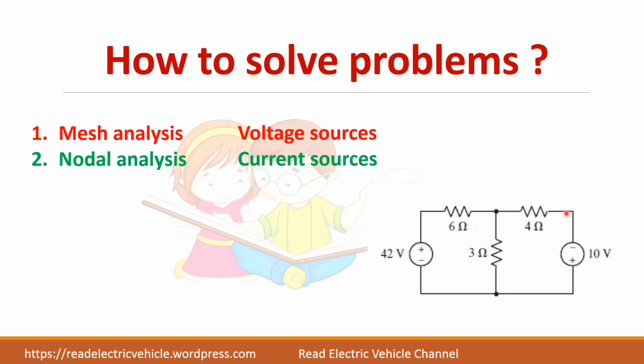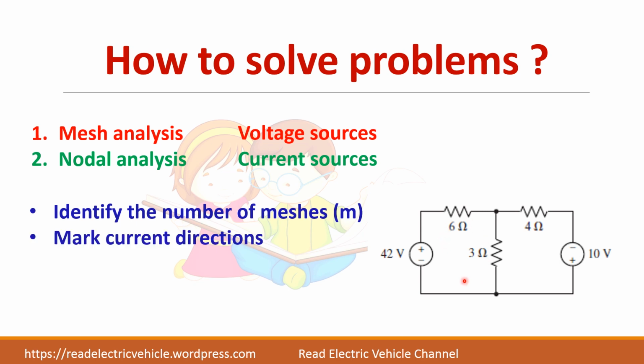Let us consider this circuit where you have two voltage sources. So we can go for mesh analysis. First, let us find how many meshes there are. So this is a mesh. This is one and this is the second mesh. You identify the meshes, then mark the current direction.